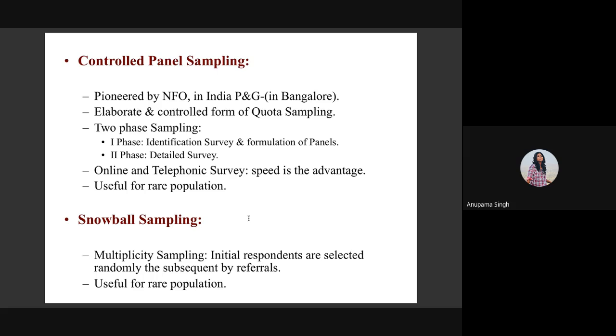So we are trying to build a network kind of thing, right? So we go to that particular individual, we take the information, we take the names of the people, or the possibility that other people will respond, and then we go to collect information from other people. So in that way, snowball sampling is done.